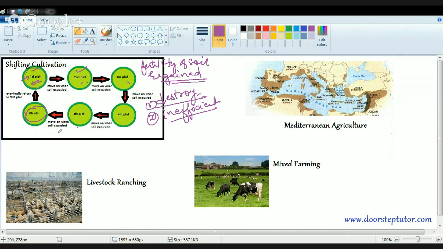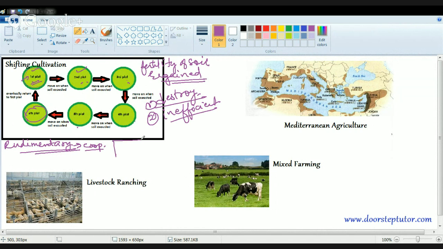Now there are a few other types of agricultural patterns that we would be looking at today. First is rudimentary sedentary tillage. So rudimentary sedentary tillage is kind of advanced than shifting cultivation because in shifting cultivation what you are doing, you are moving the field. While in rudimentary sedentary you are moving the crop.